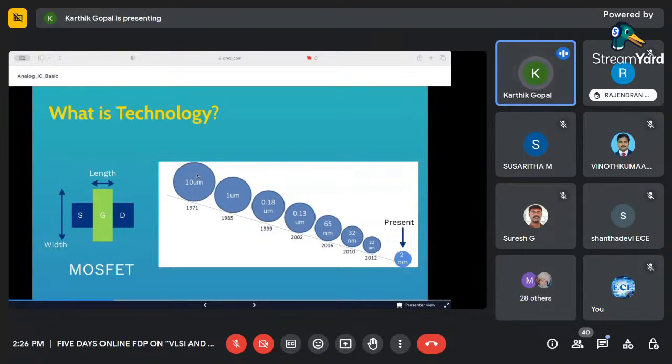Right. So how the technology shrinks depends on the manufacturing industry. They need to be capable of making this smallest length. We can design anything, but the challenge lies in the manufacturing industry.